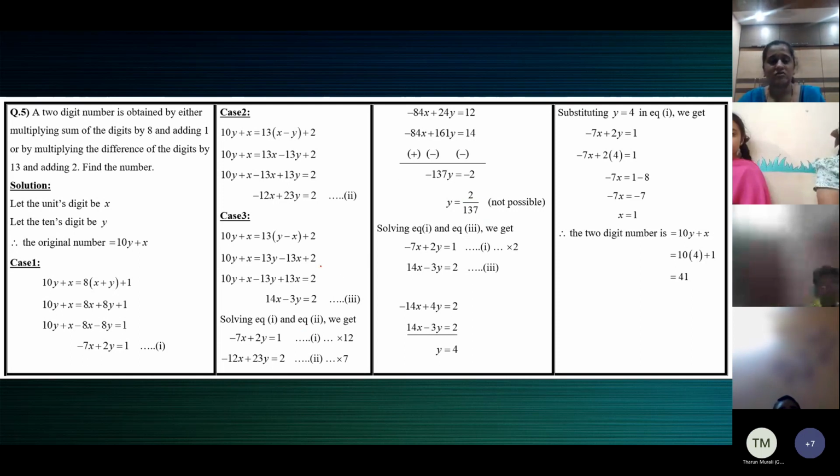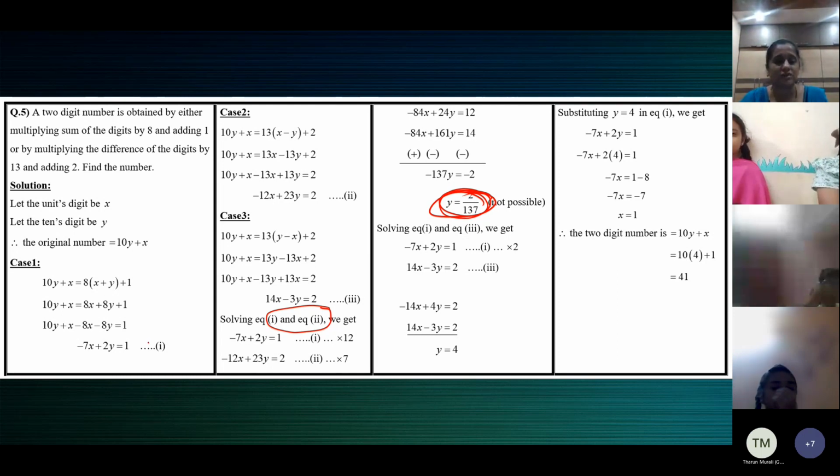So ignore this. When you solve 1 and 2, you're getting y as a fraction, so ignore this. Now solve 1 and 3. Don't find the value of x. There is no use finding the value of x. We got y. Don't find x. Solving 1 and 2, you got y as a fraction, so leave it there.